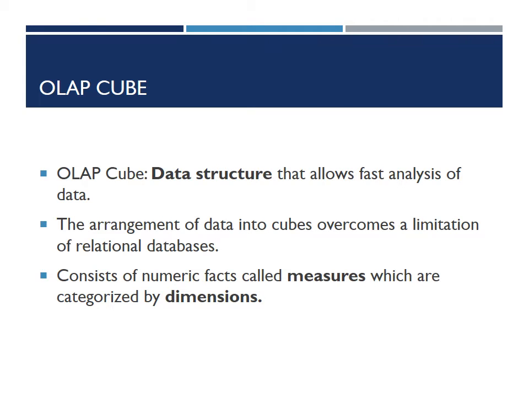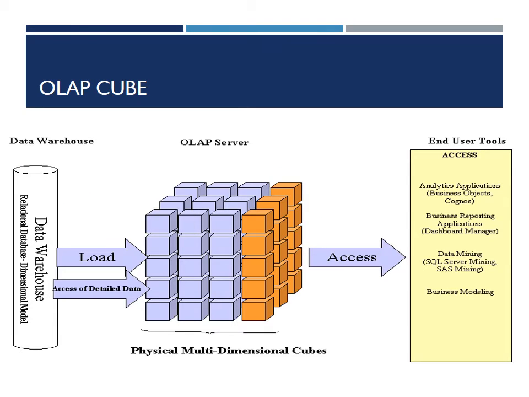An OLAP cube is a data structure that allows fast analysis of data. The arrangement of data into cubes overcomes a limitation of relational databases. The OLAP cube consists of numeric facts called measures, which are categorized by dimensions. An OLAP cube is a multi-dimensional database that is optimized for data warehouse and OLAP applications. Although it stores data like a traditional database does, an OLAP cube is structured very differently.